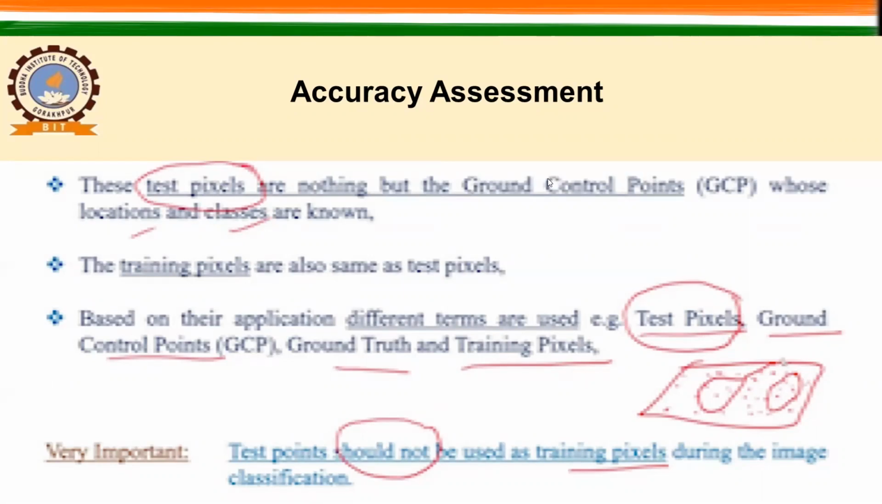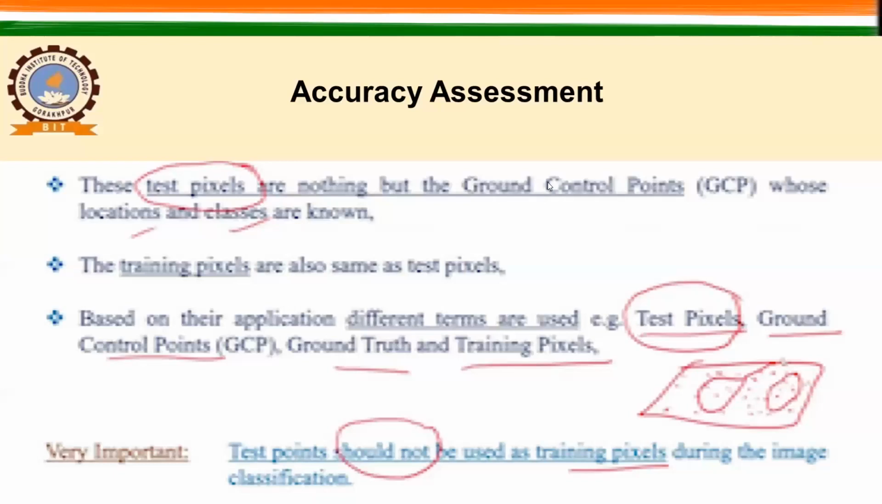The ground control point is known as a test pixel in accuracy assessment. Here I will use this triangle for the test pixel, where the location and classes are known. If I plot the collected information from the field, let us assume this pixel in the classified image belongs to water, but in the field it was urban area. Similarly, this pixel in the classified image is forest, but in the field it is water. So you need to find out the corresponding class of the ground control point in the classified image and in the field.